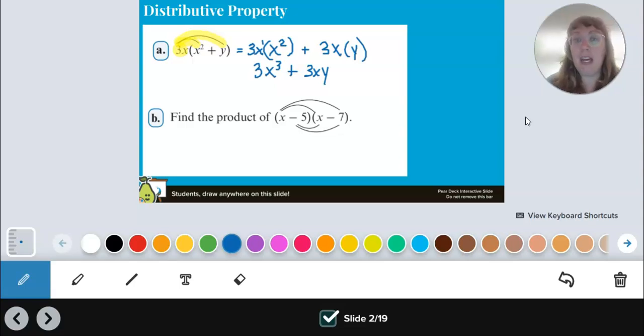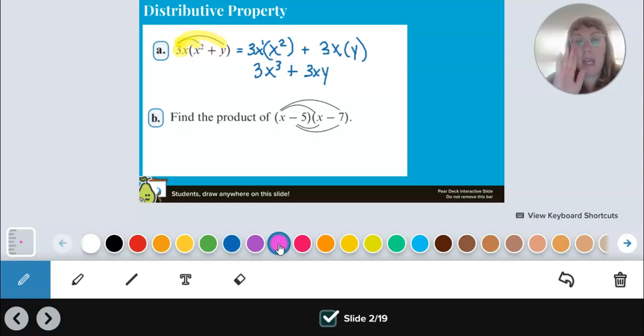Perfect. Simplified. Now we just have addition, and we cannot combine these terms using addition because they do not have the same variable part. X cubed and xy are different variable parts, so we cannot combine them. They're not like terms. So that's with the distributive property.